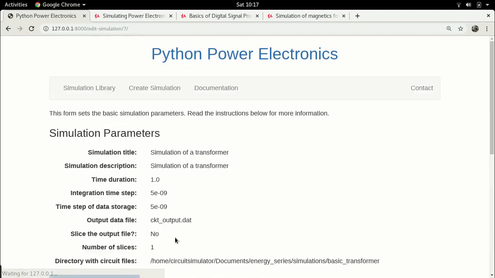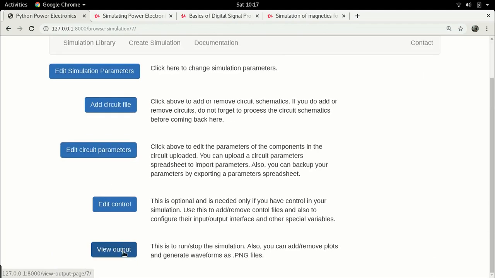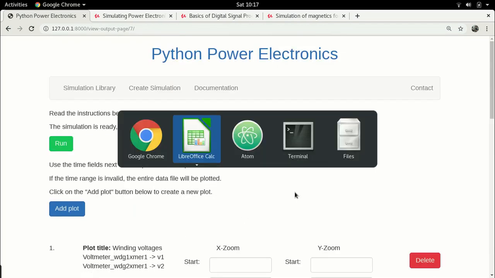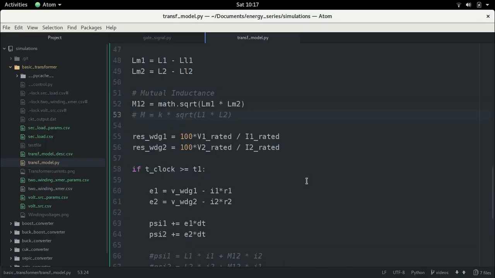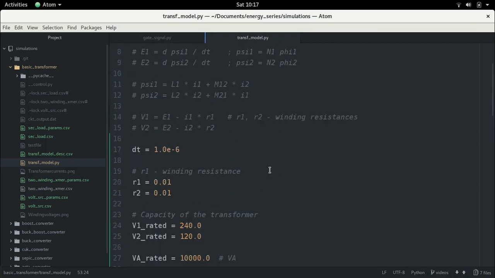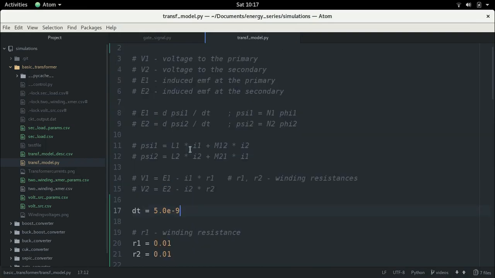So let me simulate, save this, and go back to the main page, go to the view output. We have to also change it here in the control file. Alright, we need to change this as well. So I will change this to 5.0e-9. Right? So we are now simulating our entire system at a higher integration time step. That means a lower integration time step rather.